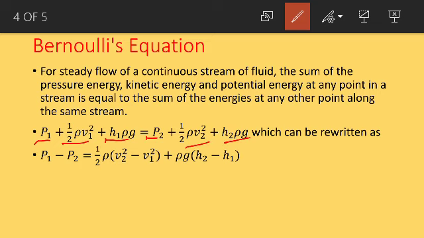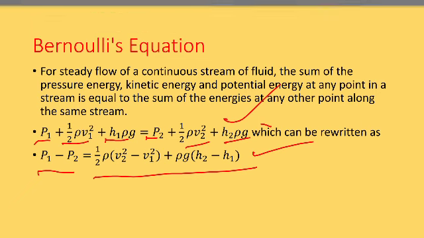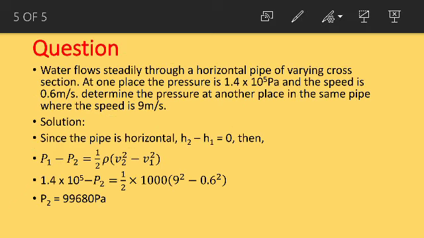Now, the whole of this equation can be rewritten as this. If we make P1 minus P2 the subject of the formula, we are going to get this. It's still another way. So your Bernoulli's equation can either be written this way or be written this way. It's still the same. Okay, so let's see an example here.